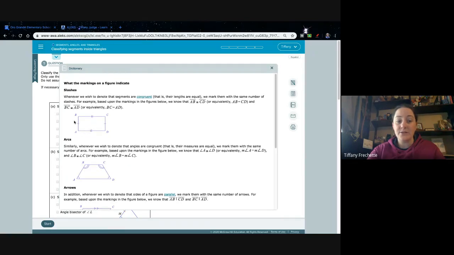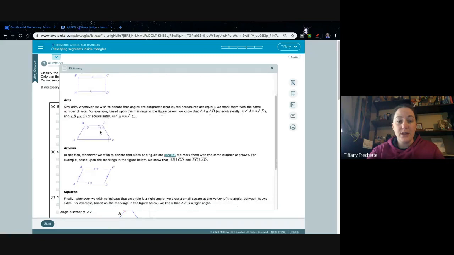So these slashes, which I call tick marks, mean side congruence. So one tick mark to one tick mark means that side AB is congruent to side CD, sorry, DC. And then two tick marks to two tick marks mean that the top here, BC, is congruent to the bottom, AD. So we can match those.